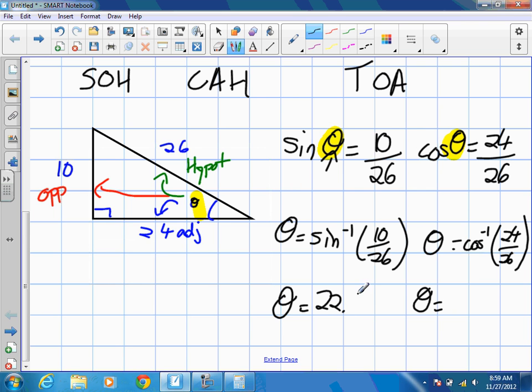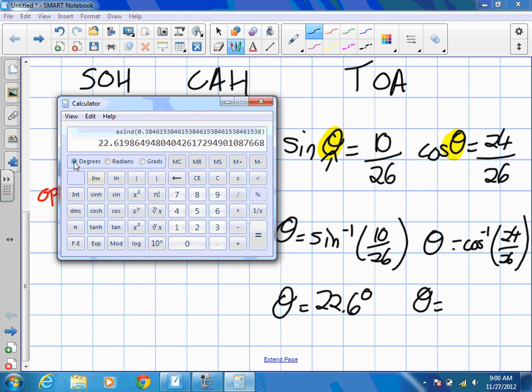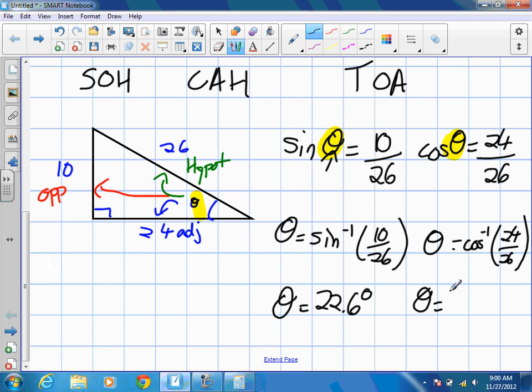That's what we got when we did the sine. And we made sure we were in degrees. Let's try this again. 24 divided by 26 is equal to the inverse of cosine, 22.6. So, even though we used different sides of the triangle, depending on whether we're using sine or cosine, we ended up with the exact same angle. That's very important that you guys notice this. And if we used tangent, we would have still got the exact same angle. But I know you guys are already pros with tangent.